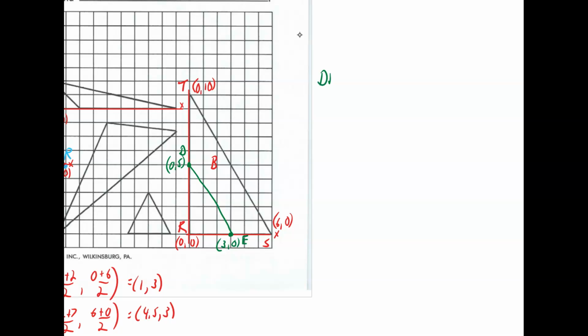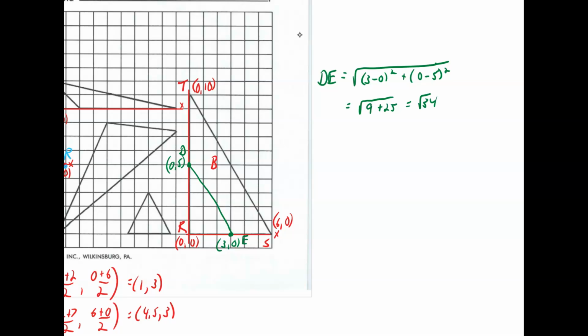So the length of DE is the square root of the distance between the x's, which is 3 minus 0, squared, plus the distance in the y's, which is 0 minus 5, squared. And that gives us the square root of 3 squared, which is 9. Now, negative 5 squared is 25, so this is plus 25, or the square root of 34.